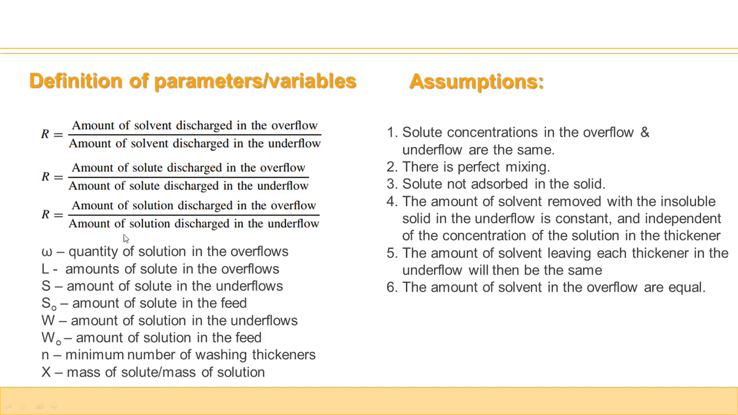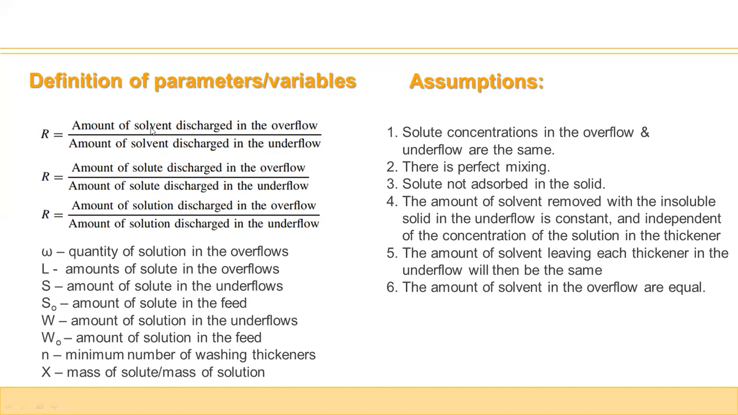So the R in the formula that I presented a while ago could take any of the four ratios. Your R can be computed based on the amount of solvent discharged in the overflow divided by the amount of solvent discharged in the underflow. What does this mean? Solvent in the overflow is the solvent present together with your wash liquid. Solvent in the underflow is the solvent that went with the slurry in the underflow. So these are all referring to the final amount.